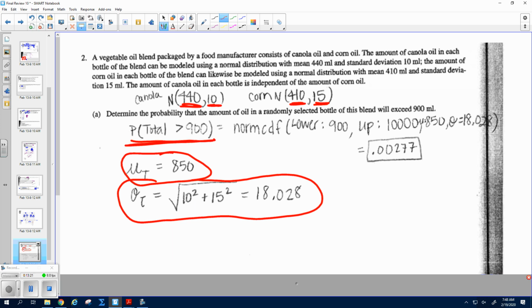And then we want the probability that the blend is going to exceed 900. It does tell us that it's normally distributed. So I can do normalcdf, lower bound 900, upper bound a big number. Mean is 850, and standard deviation is this 18 number, and we get 0.00277.